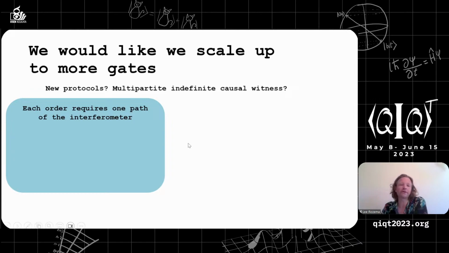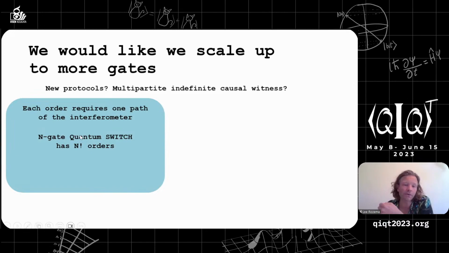What I want to point out is one experimental challenge in scaling up these sorts of processes. In the previous interferometer I showed you, each order that we superimpose requires one path of the interferometer. When we only have two gates, this is fine, because we only really have two paths, because we can either apply the gates U1 before U2 or the other way around. So there are two relevant orders.